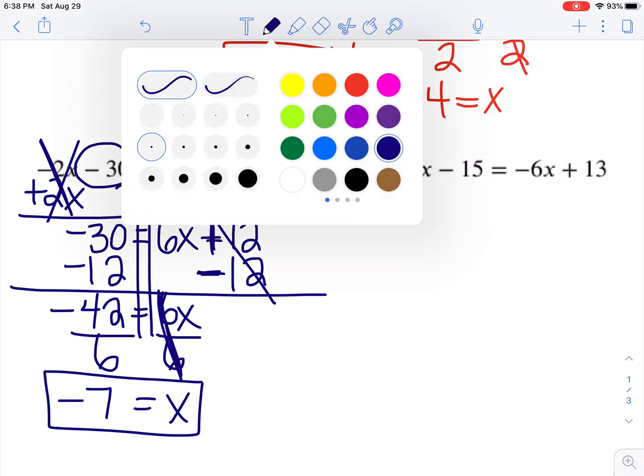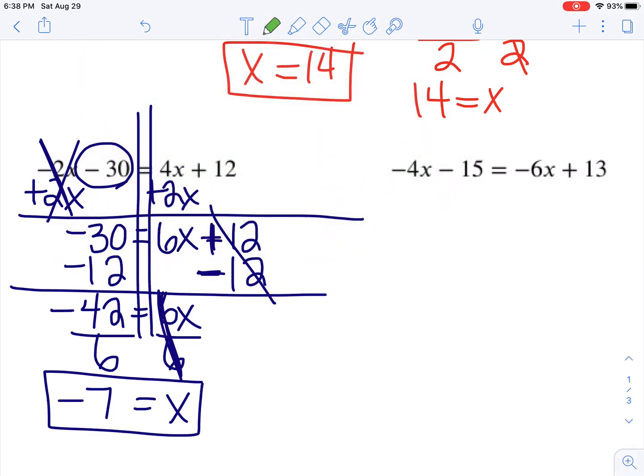Okay, last example I'm going to work with you. Negative 4x minus 15 equals negative 6x plus 13. So again, if you want to do that, you can. My two variables are negative 4x and negative 6x. So which one is smaller? That's right, negative 6x is smaller. So that's the one that I'm going to get rid of.